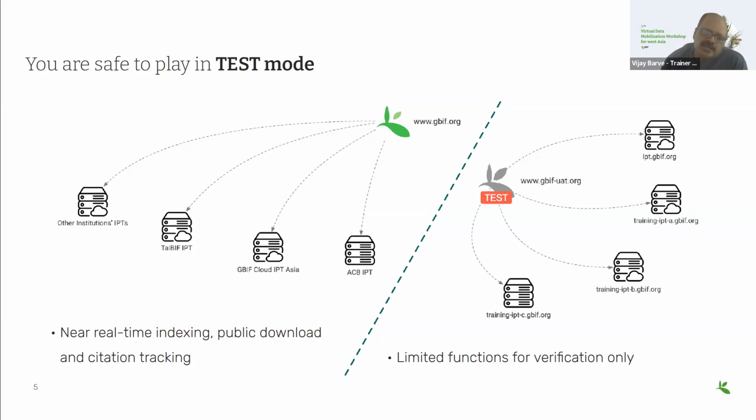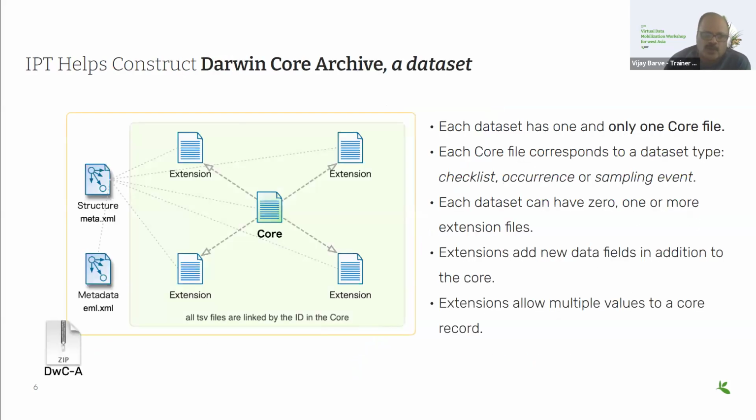But in real time, once we use a real IPT, the data is indexed and then the public can immediately start downloading and citing it. So that is the difference between the test IPT and the real IPT where we publish data on gbif.org.